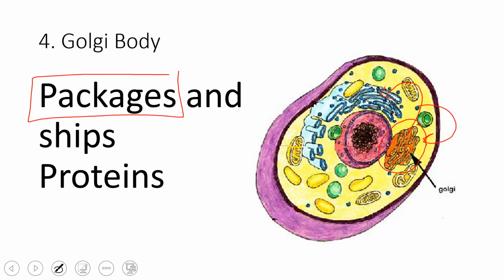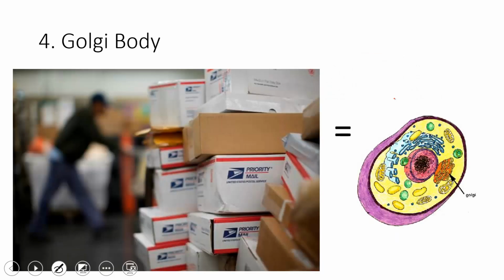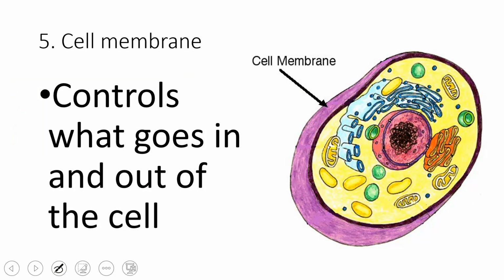The Golgi body is kind of like the post office. So you already have something that's ready to ship, like the protein, but it needs to be packaged for it to finally be ready to be transported. So the Golgi body will package the protein and send it to the endoplasmic reticulum so that it can be transported. The last organelle is called the cell membrane.